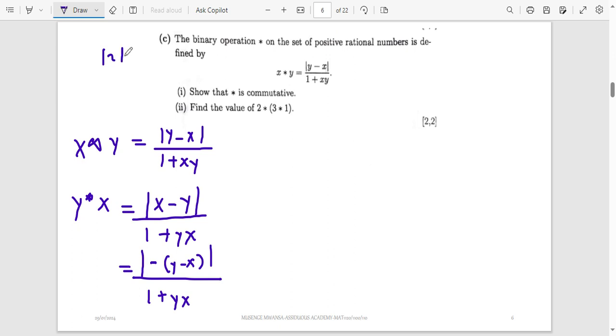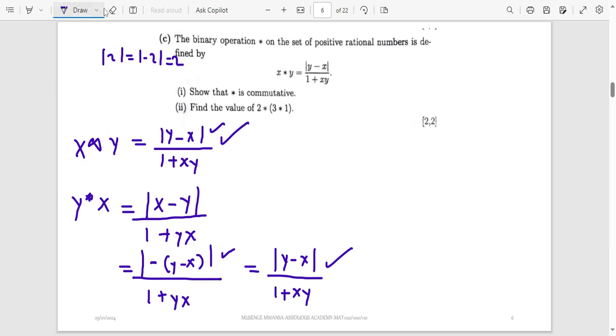The absolute value of 2 and the absolute value of negative 2 are all the same, it's 2. So the absolute value of x minus y is the same as the absolute value of negative (y minus x), and that will just be the absolute value of y minus x. And then in the denominator we have 1 plus yx, and we can also say 1 plus xy. We can say that this is the same as this, meaning that our operation star is commutative. So how do you conclude?